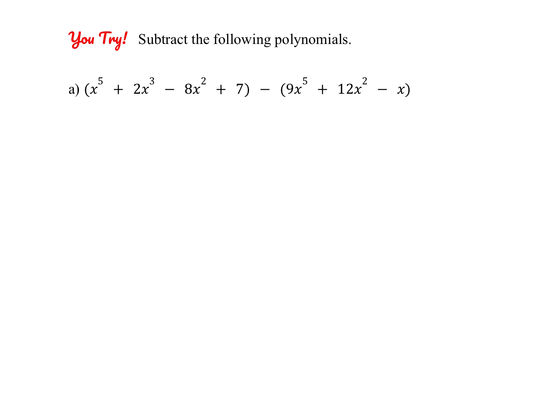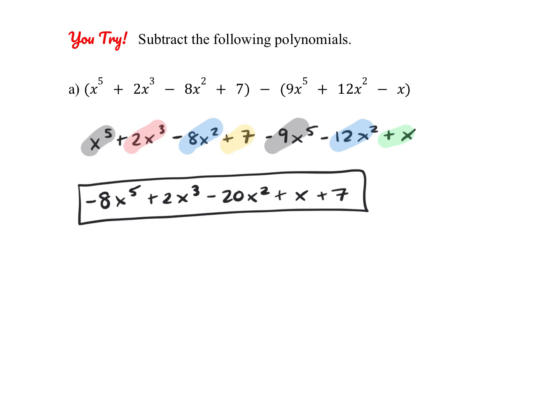All right, go ahead and pause the video and give this one a try on your own. All right, check your answer here, being careful that you distributed the negative to all three terms in that second polynomial. And then here's our final result. We should also make sure our answer is in standard form, so descending order for the exponents.